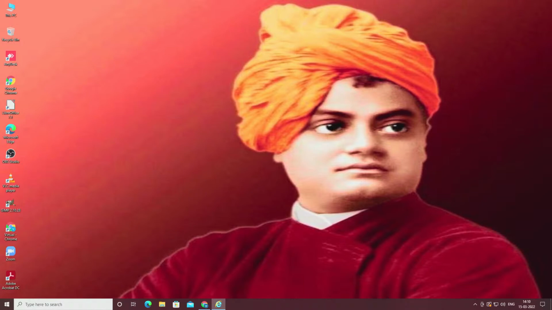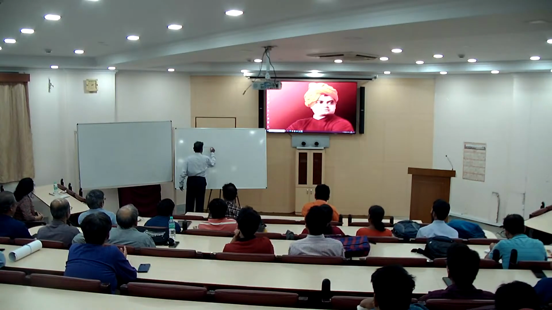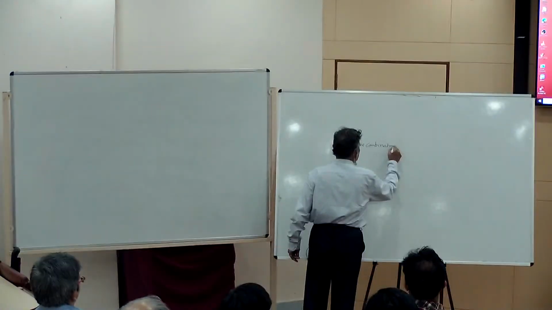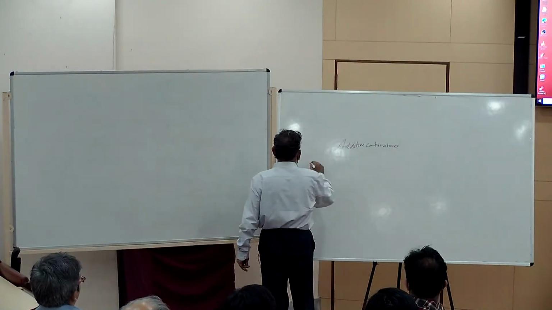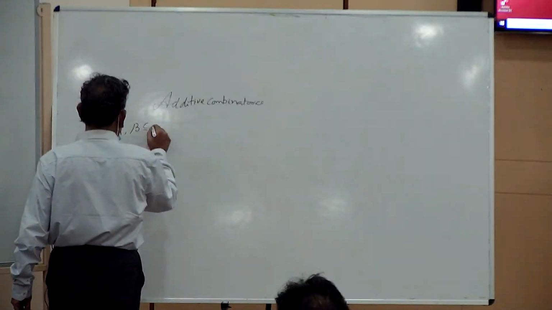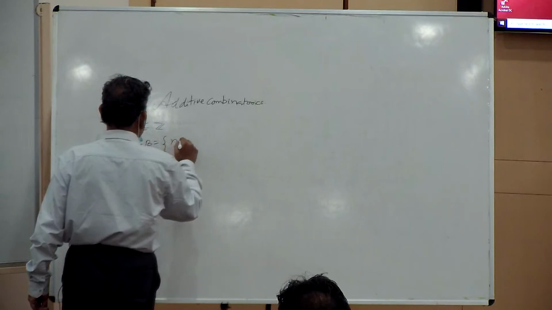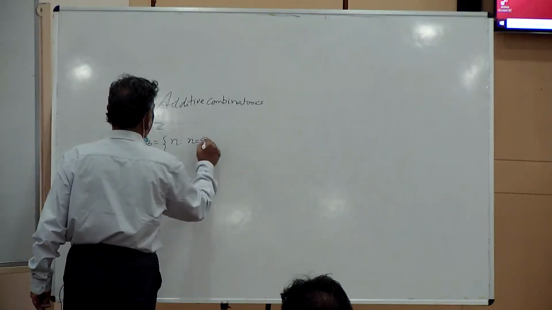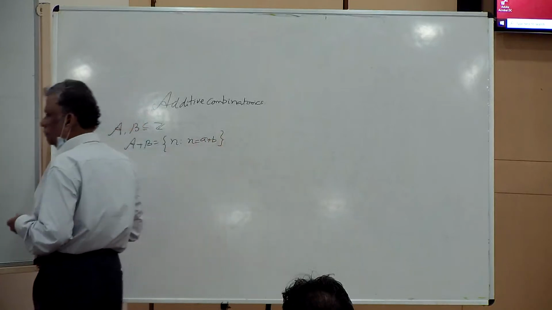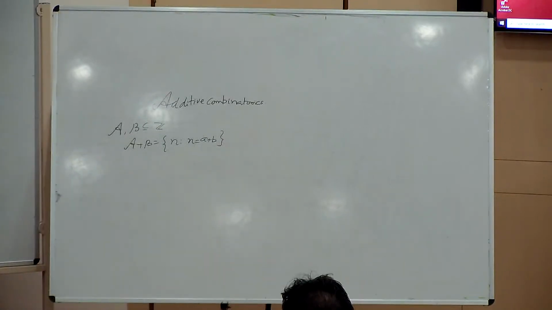Essentially, additive combinatorics consists of two types of problems. One: let us say A and B are subsets of integers, and then define A plus B, which is defined as elements n such that n can be written as a plus b. The point is that if the same n can be written as a plus b in two different ways, it is not counted twice. Therefore, it is counted only once.